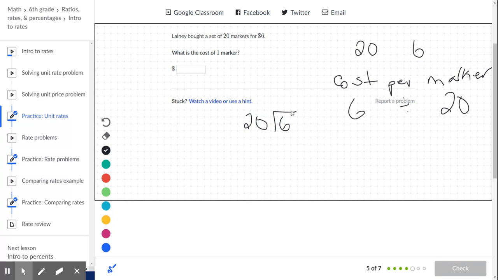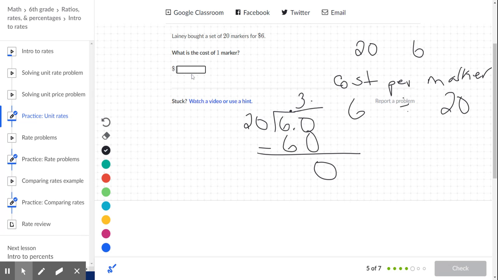20 can't go into 6, so I write decimal, decimal, 0. 20 can go into 60 3 times because 3 times 0 is 0, and 3 times 2 is 6. I subtract it out, I'm left with nothing. So 0.3, that's like 30 cents. So the cost of each marker was 0.3 or 0.30 cents.